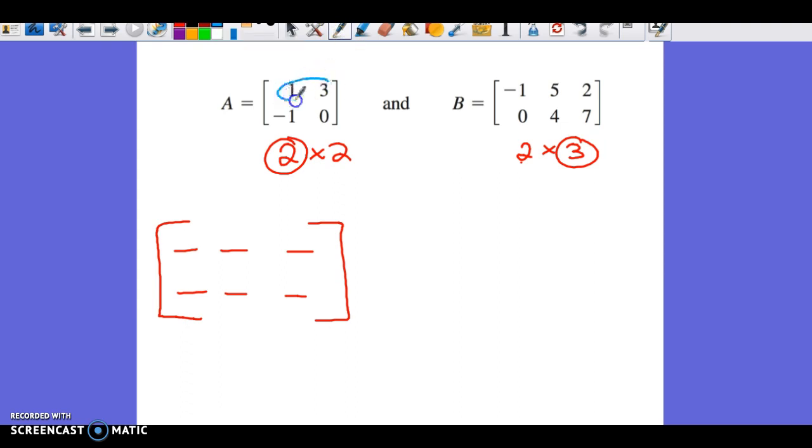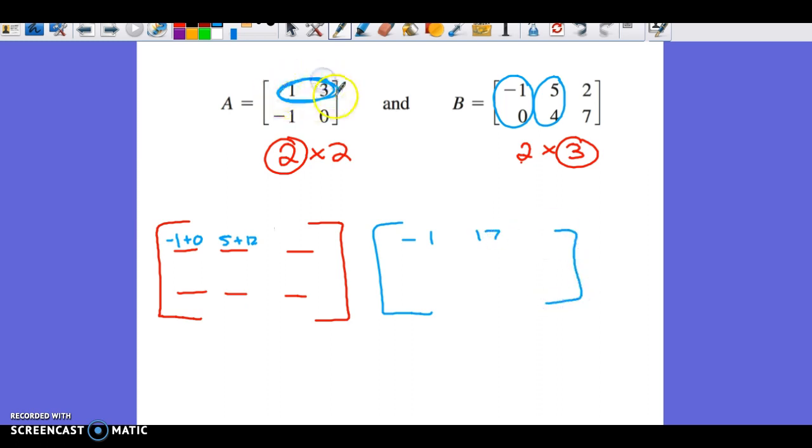Okay, so I'm going to take row 1 times column 1. So that's 1 times 1 is negative 1. And then 3 times 0 is 0. So my slot will be negative 1. Row 1 times column 2. So that's 5 plus 12, so 17. And then row 1 again times column 3. It'll be 2 plus 21, so 23.